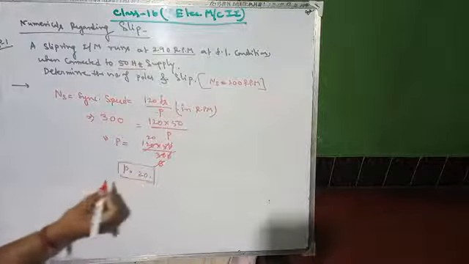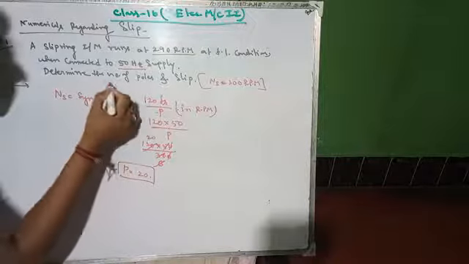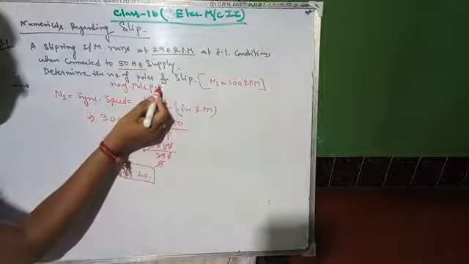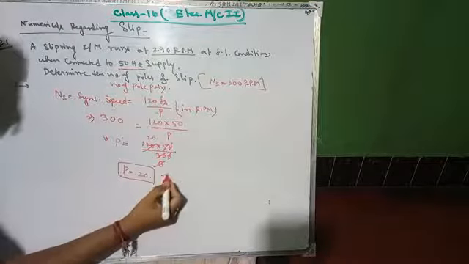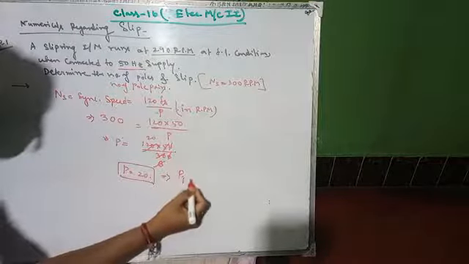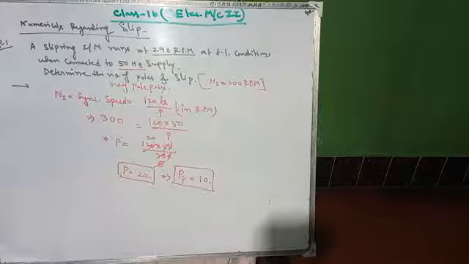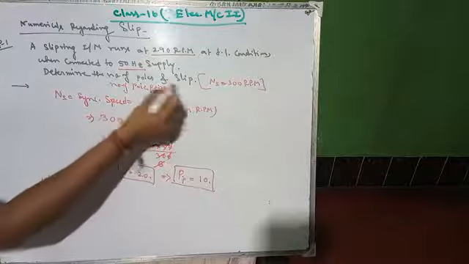So how much pole pair? So if suppose determine the number of pole pairs. Pole pair means P of P, that will be 10. That is pole pair equals 10. Because every pair contains two poles, right? North pole and south pole. So, and determine the slip.